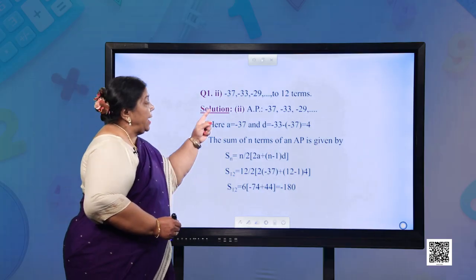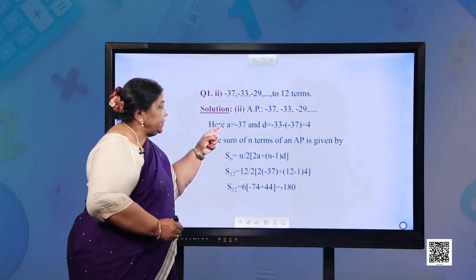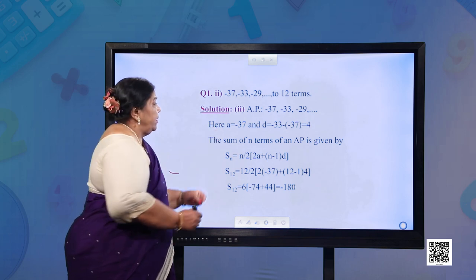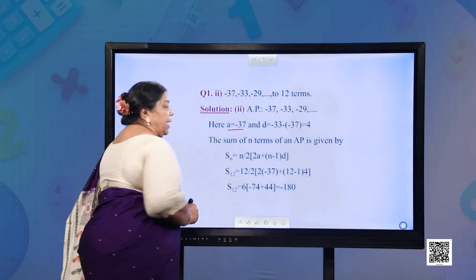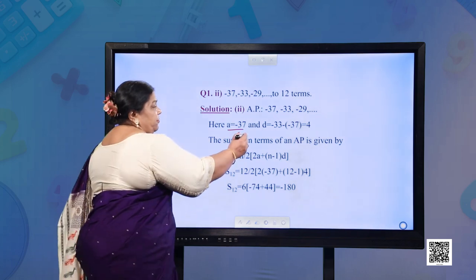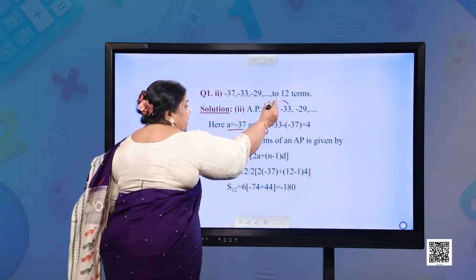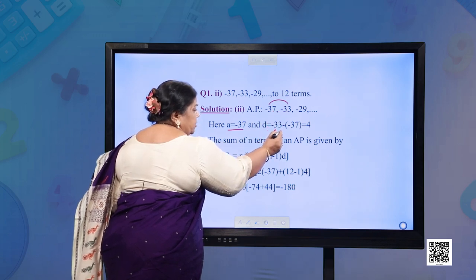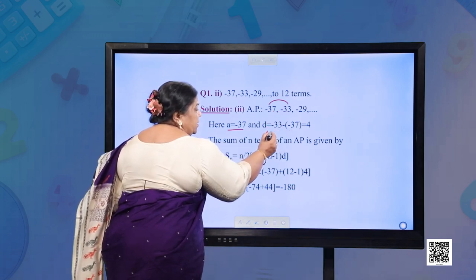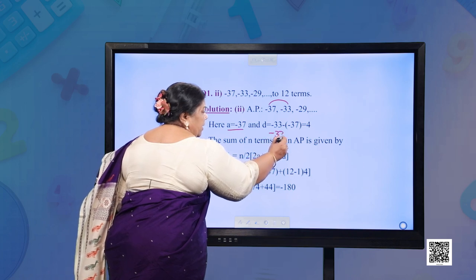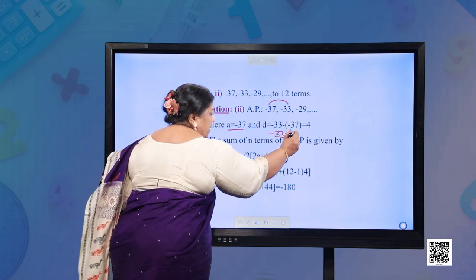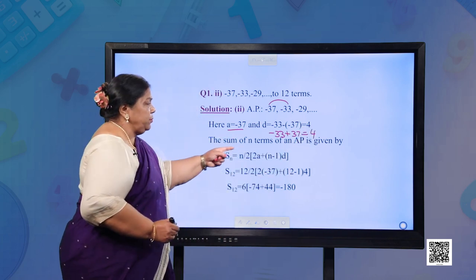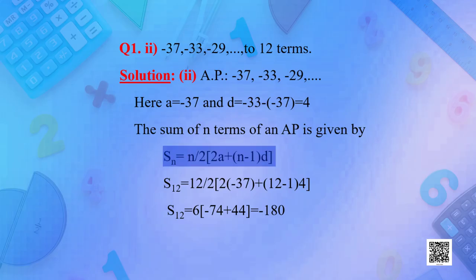Here we have minus 37, minus 33, minus 29 to 12 terms. Here, what is your first term? Minus 37. And common difference, we take out by subtracting first term from second. Minus 33 minus of minus 37. This gives us minus 33 plus 37. That is obviously 4.